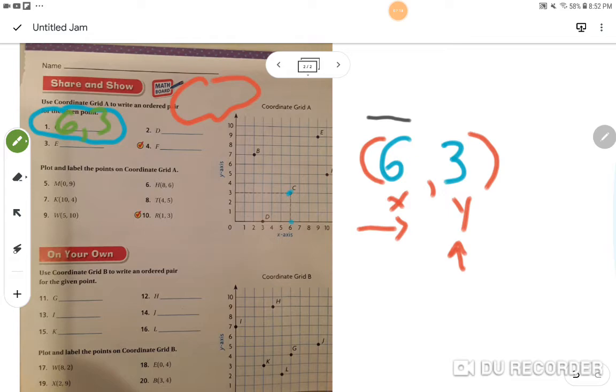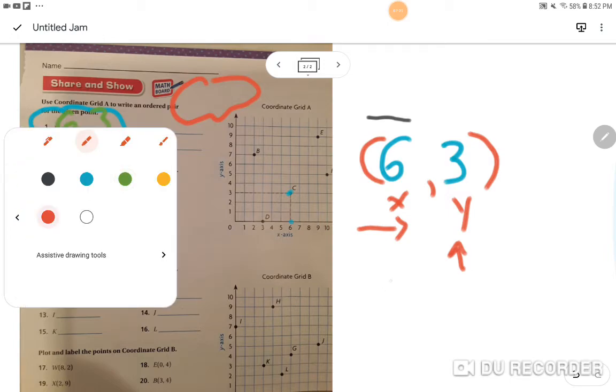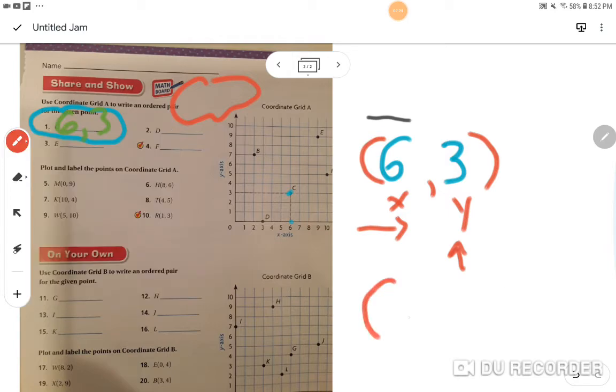All right, let's find the letter D. This one's a little trickier because you're not going to go up any. Let me make my parentheses first. So for D, how do I get to D? Remember, you got to go over, then up. So how many do we go over? We go over 1, 2, 3. So we go over 3. How many go up? We go up 0. You don't go up at all. It is okay to put a 0. Don't get tricked. So what is the ordered pair for D? 3, 0. I think you guys are getting this.